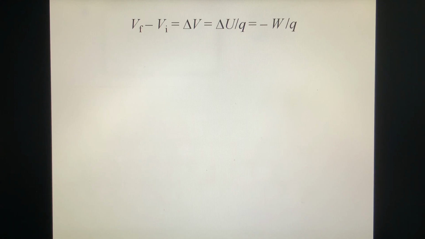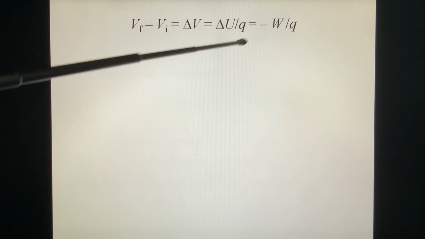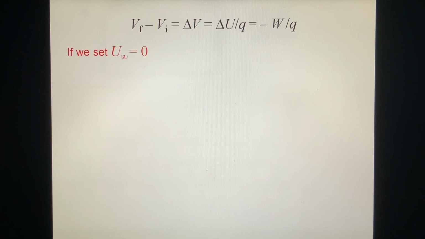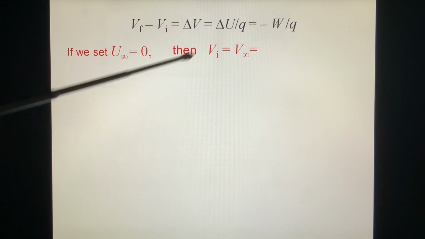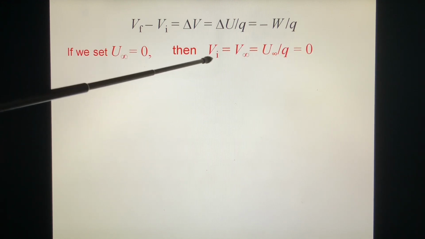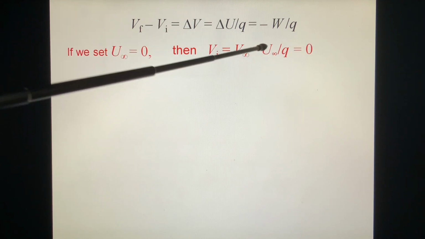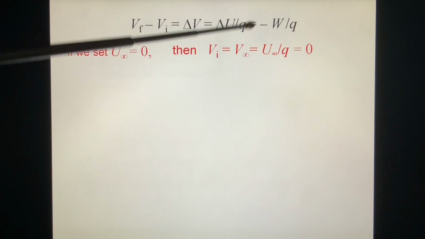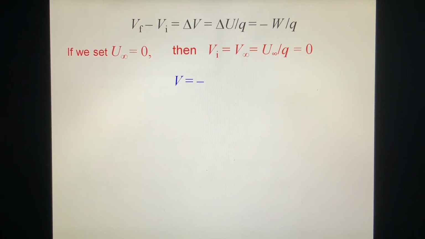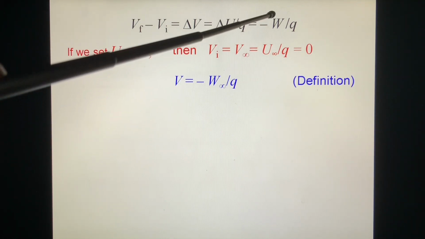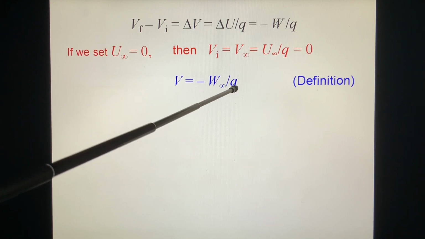V final minus V initial equals delta V, equals delta U over Q, equals minus W over Q. If we set U infinity equal to 0, then V initial, which is V infinity, equals U infinity over Q, equals 0. So V initial is 0. Then we get V minus V0, equal to V, equals minus W infinity over Q.